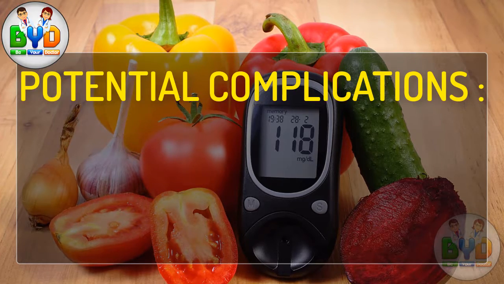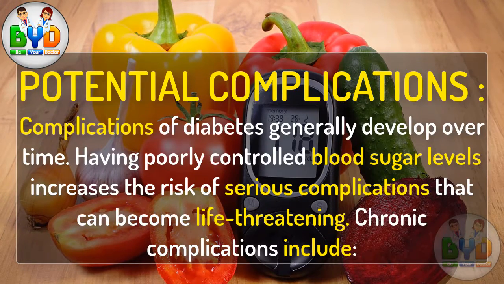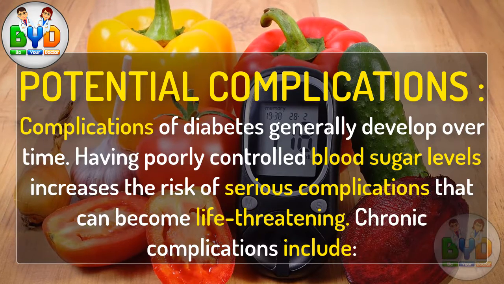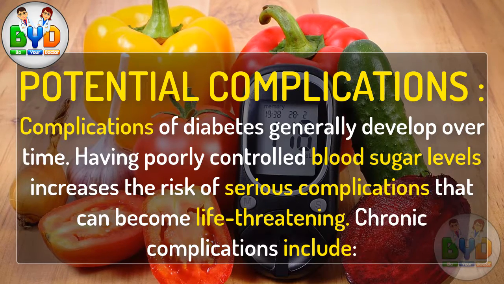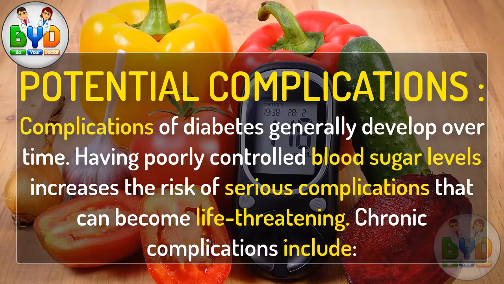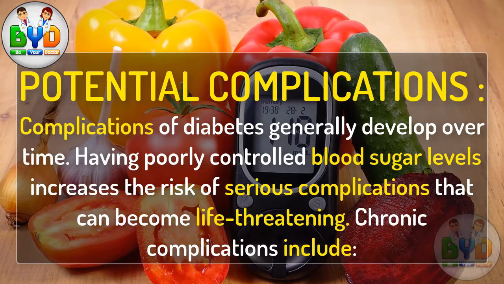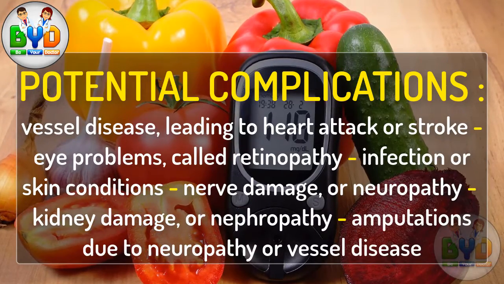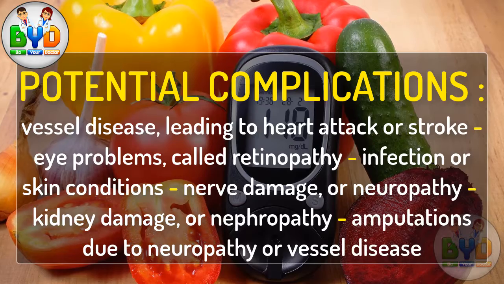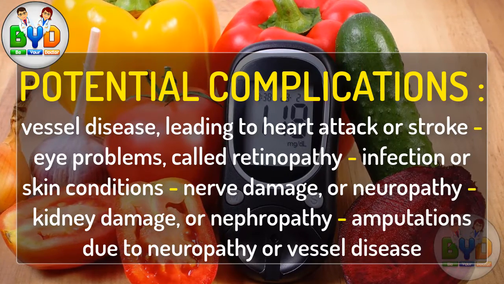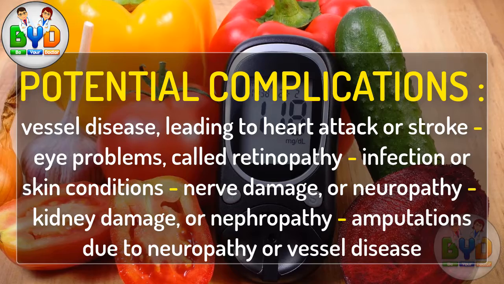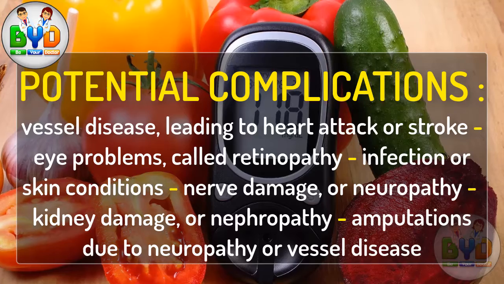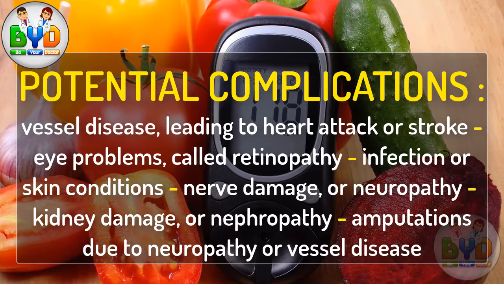What are the potential complications? Complications of diabetes generally develop over time. Having poorly controlled blood sugar levels increases the risk of serious complications that can become life-threatening. Chronic complications include vessel disease, leading to heart attack or stroke, eye problems, called retinopathy, infection or skin conditions, nerve damage, or neuropathy, kidney damage, or nephropathy, amputations due to neuropathy or vessel disease.